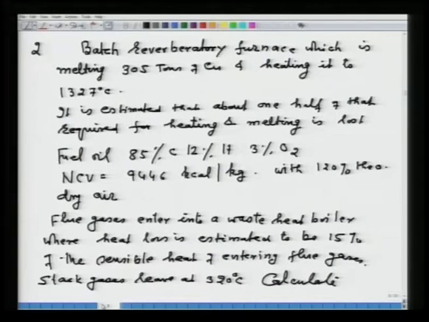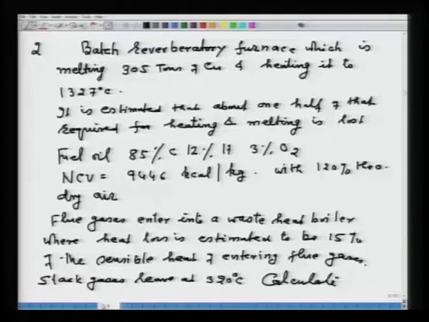So, flue gases enter into a waste heat boiler. So, here instead of a heat exchanger, what we have done? We have installed a waste heat boiler. Now, waste heat boiler is a typical appliance for heat recovery and converting water into steam. That is a very important heat recovery device, where in the boiler it is said that heat loss is estimated to be 15% of the sensible heat of entering flue gases. That is, only 85% of the heat is recovered, 15% is lost to the surrounding. Stack gases, that means the gases from the boiler, leave at 320 degrees Celsius.